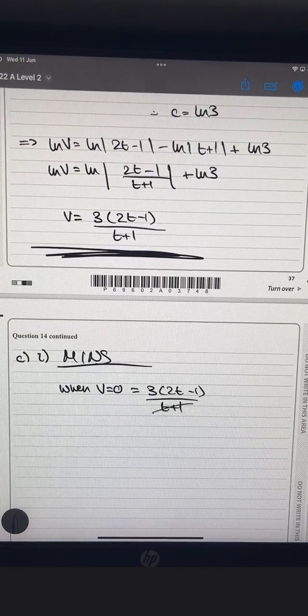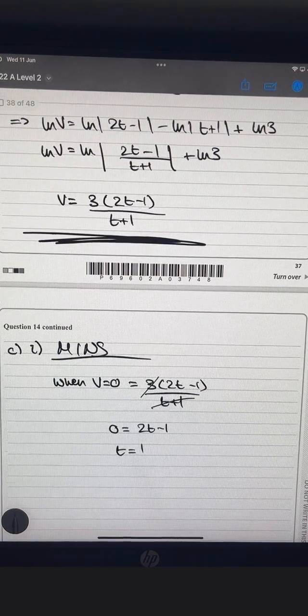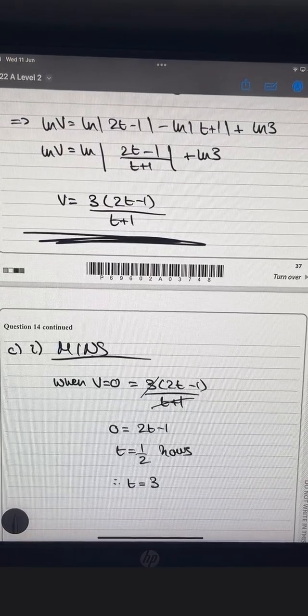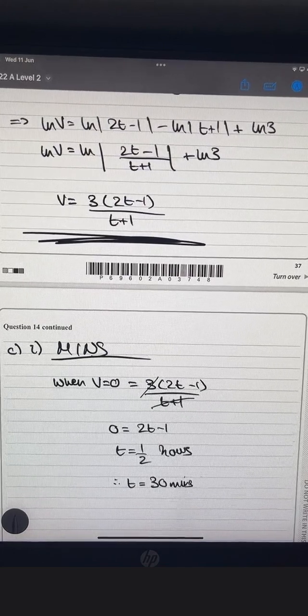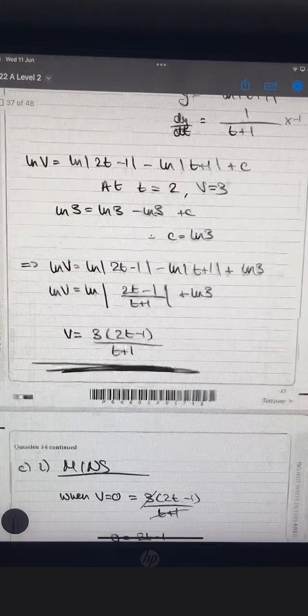So 0 is equal to 2t minus 1, because if I divide through by 3, 0 by 3 is 0. And if I multiply by that, I get 0. And then if I just rearrange for t, I get t is equal to a half. But remember, that's in hours. I need it in minutes. So therefore, t is equal to 30 minutes. And that's how you do that, right? Because that's when the volume is still equal to 0. There is a time delay of 30 minutes.